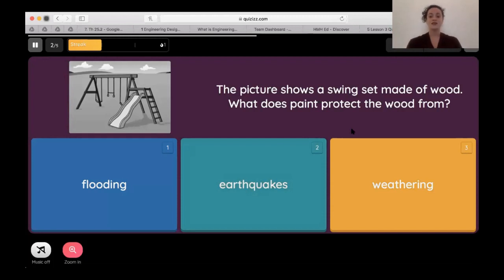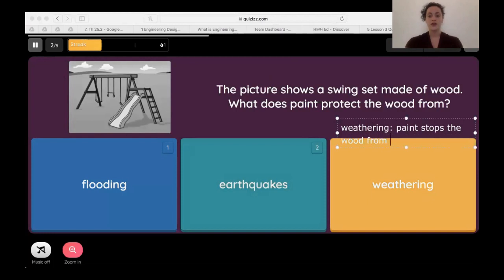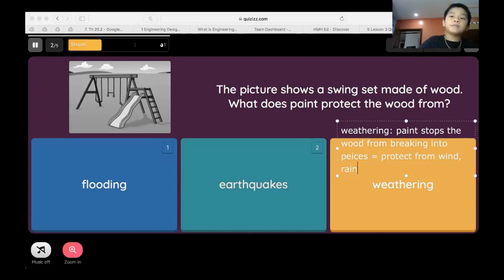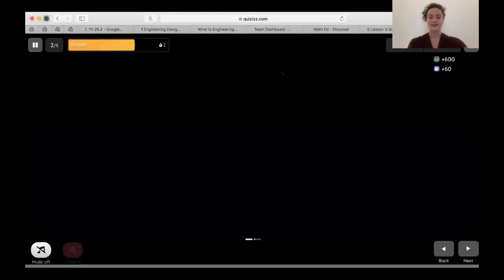The paint stops the wood from breaking down, right? That's what weathering is. Weathering is breaking things down. So the paint stops the wood from breaking into pieces. It holds it all together. It protects it from wind, rain, okay?